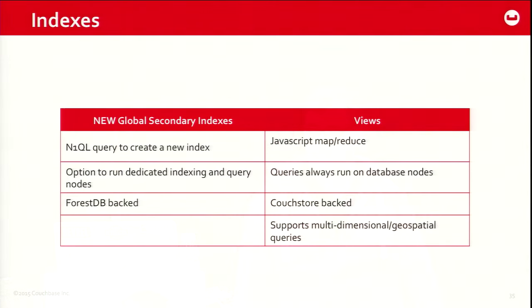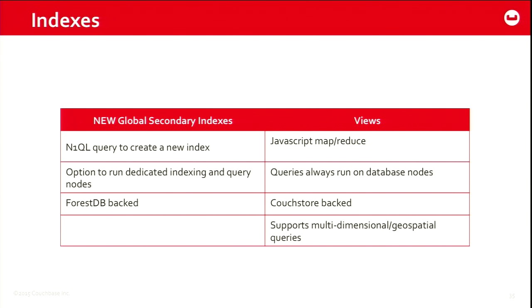So let's have a look. How would you choose between the two of them? Global secondary indexes are probably going to be your go-to index for nickel. They are, like I say, created with a nickel query. You create index using GSI based on whatever the output is, whereas views are created using JavaScript MapReduce queries. GSI you're going to want to use in larger scale situations where you have dedicated query and indexing servers, so you're going to scale things separately from the data layer. And they're also ForestDB backed. There are two or three talks in this conference about ForestDB. The main thing to say about this is it's generally going to be faster to query a GSI index than it will be to query a view.